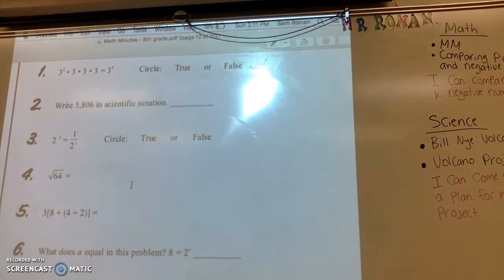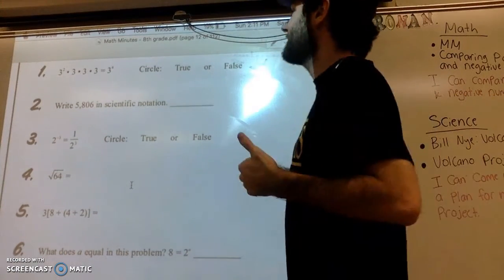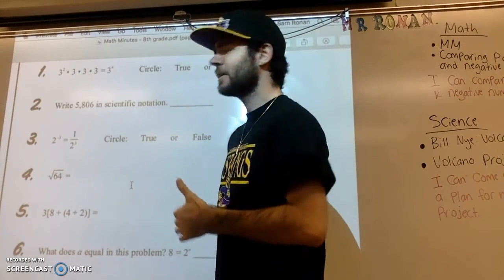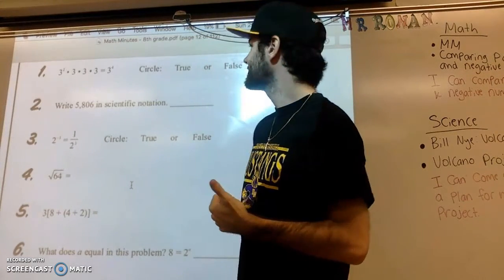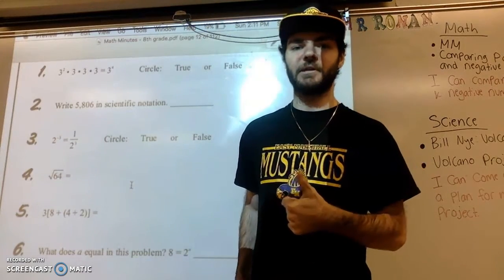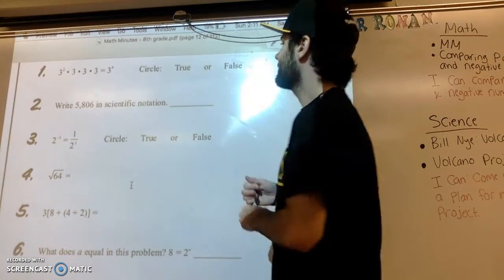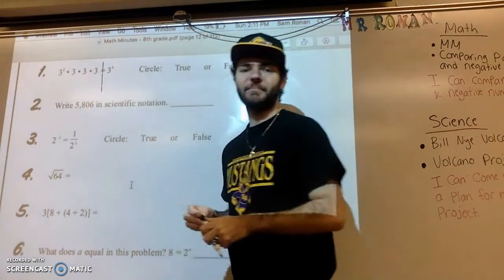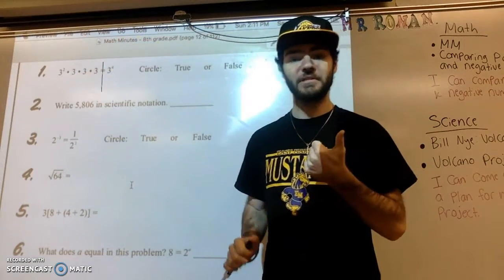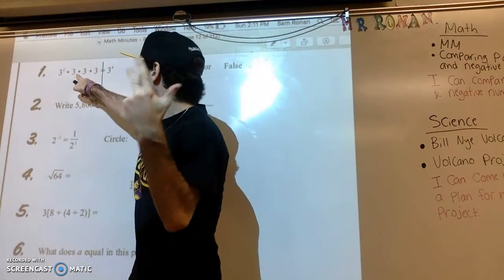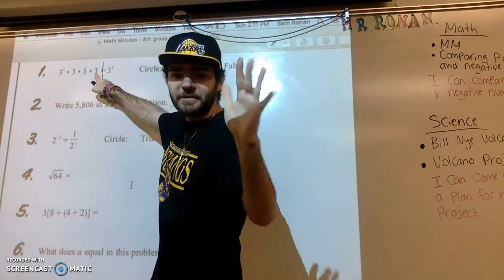Okay, so with our first problem, we have 3 squared times 3 times 3 times 3. We have to decide whether or not that's equal to 3 with an exponent of 4 or not. So on the left side, I'm going to count how many 3's I'm multiplying here. 3 squared, that's 3 times 3, times 3, times 3, times 3.